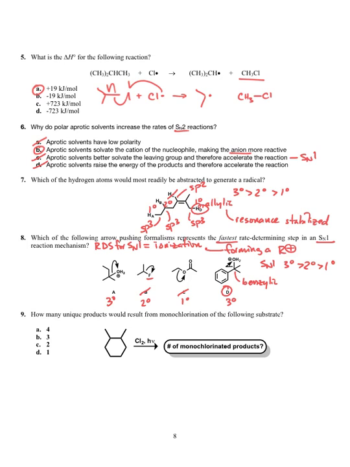How many unique products would result from the monochlorination of the following substrate? So this molecule has an element of symmetry. And basically you're going to determine the unique sets of hydrogen. So you have 1, 2, 3, 4. You have 4 unique sets. So if you substitute one hydrogen from each of those, that's going to give you 4 different monochlorinated products. So the answer here is A.